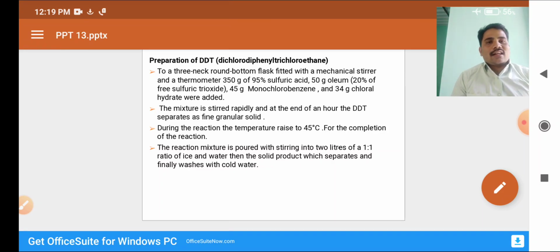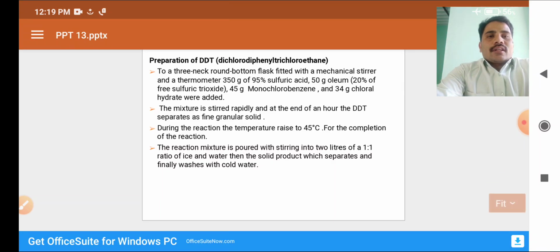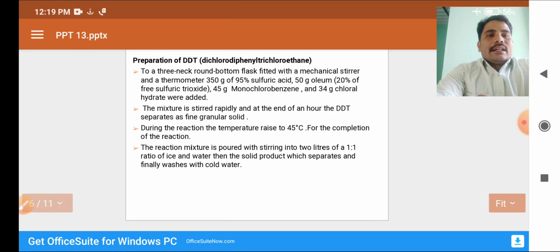1 liter of ice and another 1 liter of water. Then the solid product which separates is finally washed with cold water. So this is about the preparation of DDT.